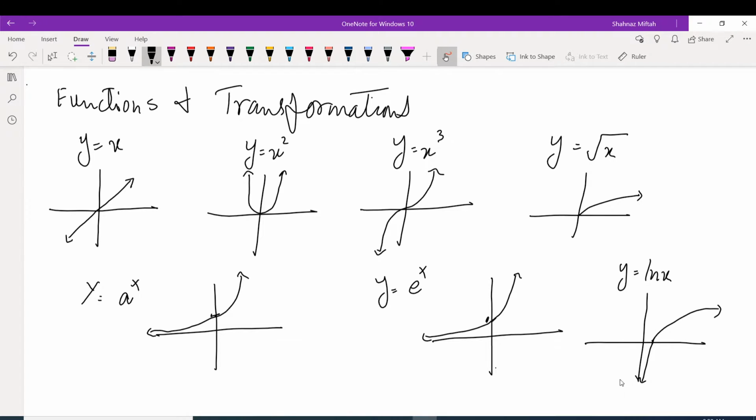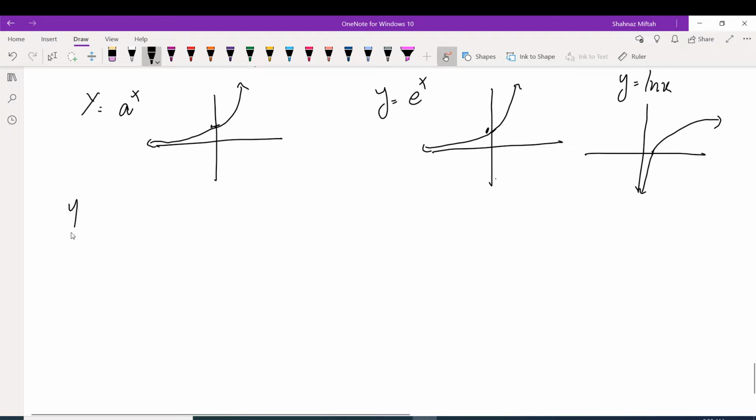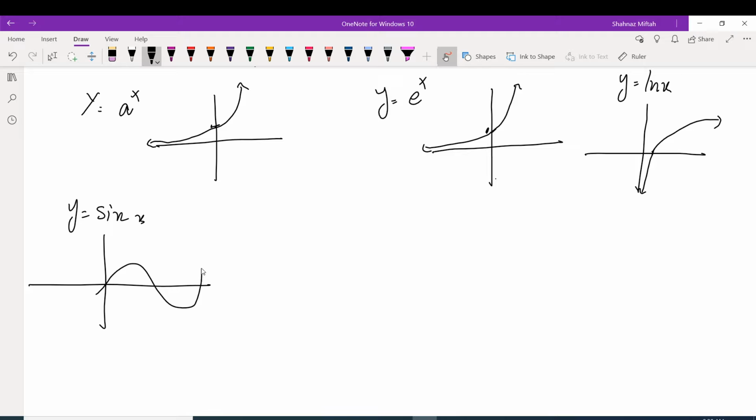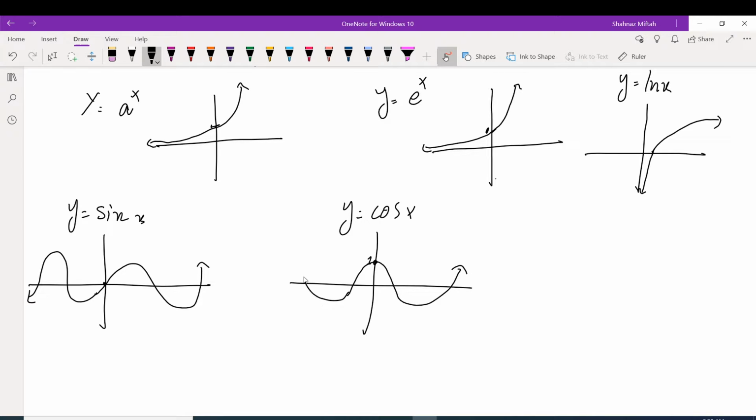Then we have another parent function, which is y equals sine x. Sine x goes through the origin, like it's going to go through here, like this. That's the difference between sine and cosine. Sine x goes through the origin. Then we have y equals cosine x. Cosine x actually goes, this is 1, it's going to go through like this. So check the difference between them.